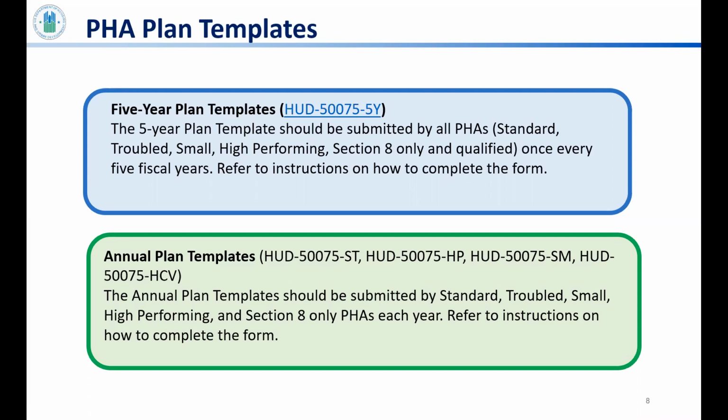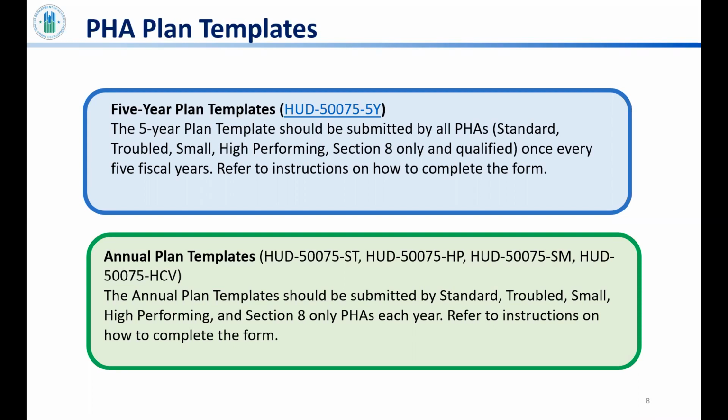Now, there are the annual plan templates, and as we said earlier, non-qualified PHAs must do an annual plan. Depending on your type of PHA, it will depend on which form you use, and we'll go a little bit over that. The annual plan templates are submitted by standard, troubled, small, high performing, and Section 8 only PHAs. There are specific instructions on each of these forms, and we'll talk a little bit more about that.